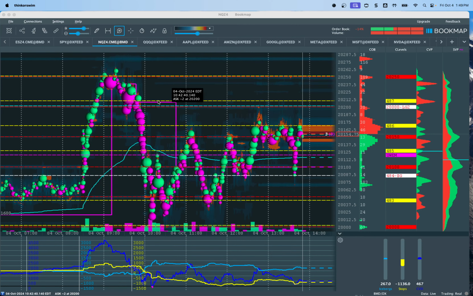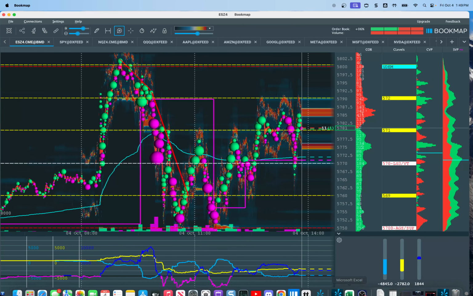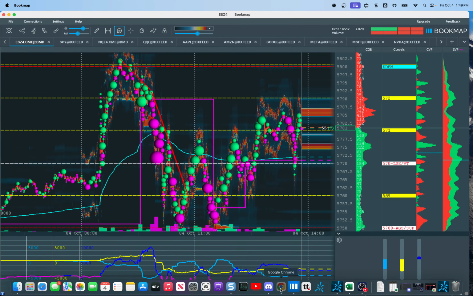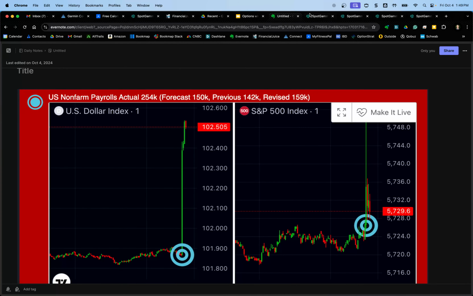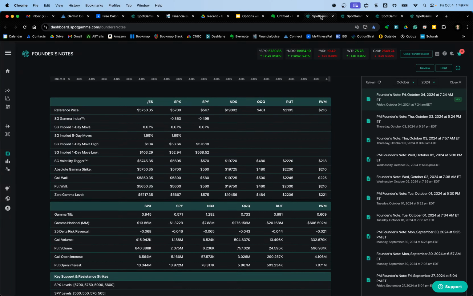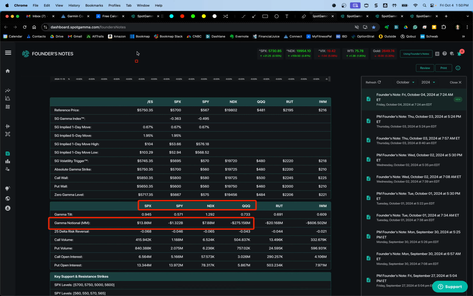All right, so let's wrap up positional analysis by taking a look at gamma notional. This is market maker's position on the gamma curve at the beginning of the day. And I'm looking at the S&P 500 and NASDAQ. Note for SPX, just very slightly positive. And this is what Spotgamma looks at, the Spotgamma Gamma Index, and that's for SPX, indicating it's slightly negative.